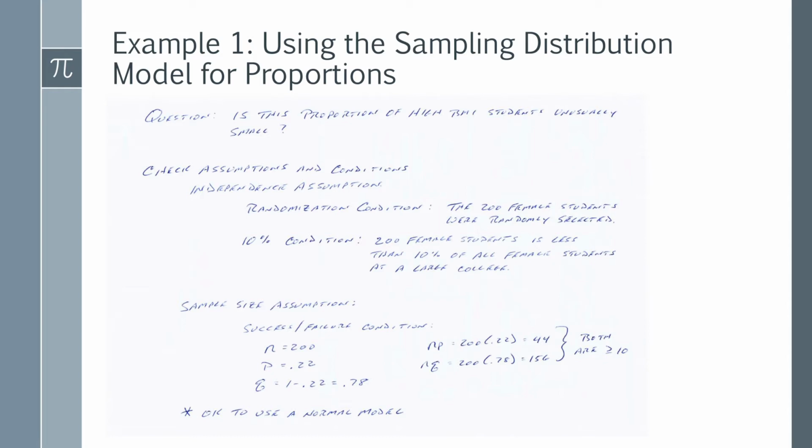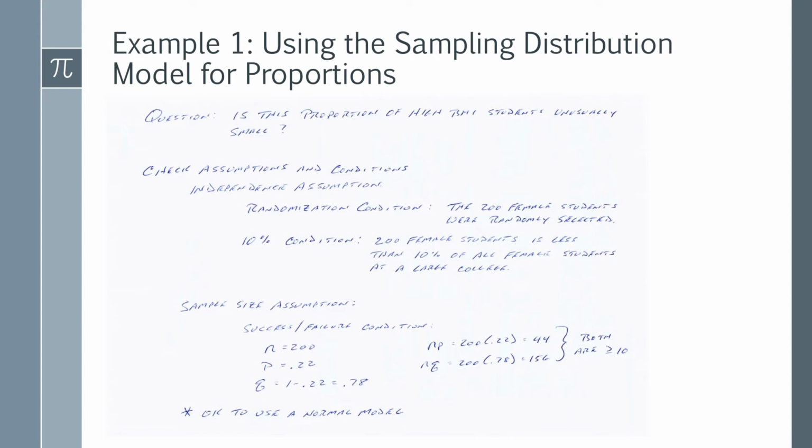So what we want to know is whether that is unusually low. The first thing that we have to do is check our assumptions and conditions. The first one is our independence assumption, and for it we have to check two conditions. The first one is the randomization condition. The 200 female students were randomly selected. They told us that in the problem, so we're going to take them at their word that those students were randomly selected. So that condition has been met.